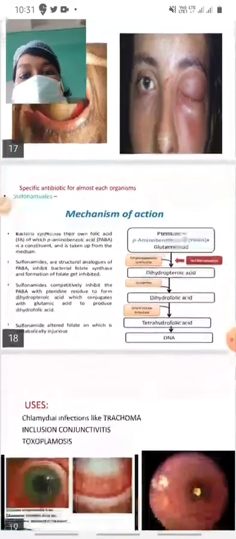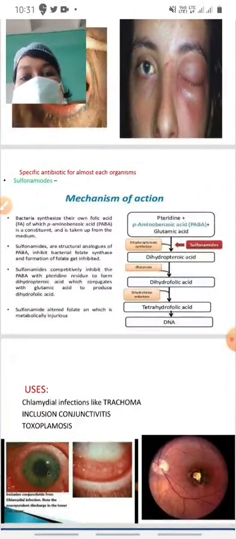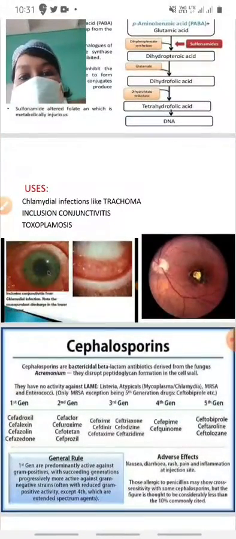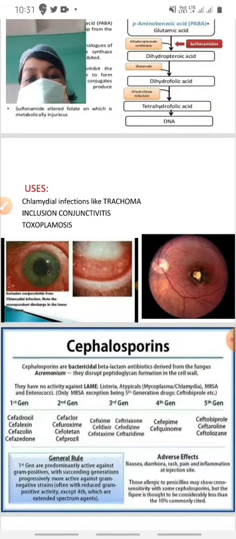Now the next group is the sulfonamides. In the mechanism of action we should just know that these act by preventing the synthesis of folate in the bacteria, which kills the bacteria, and it is used in several conditions like trachoma, inclusion conjunctivitis and toxoplasmosis.